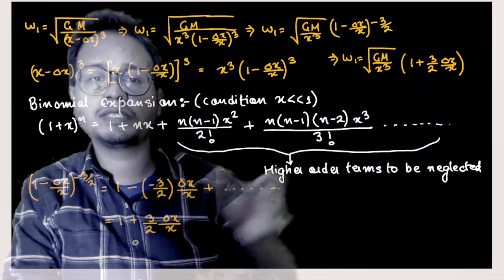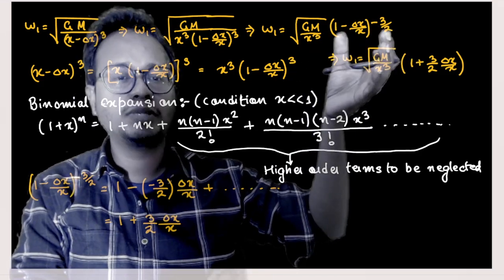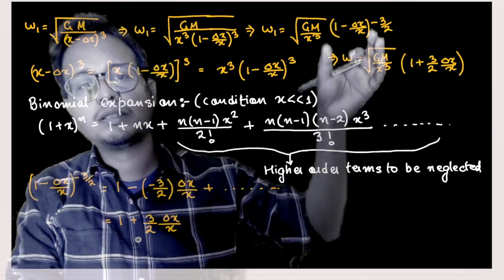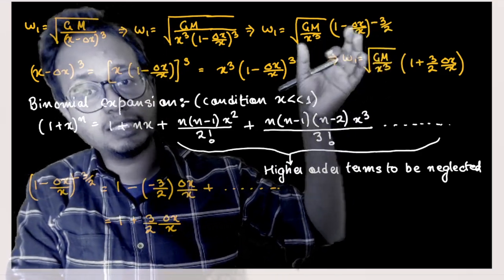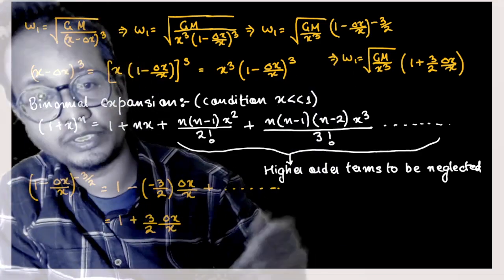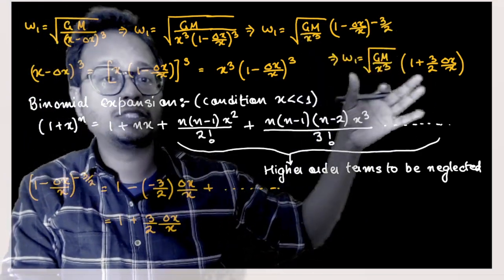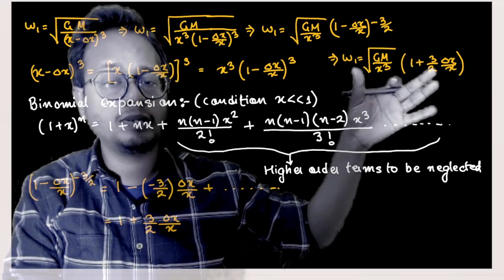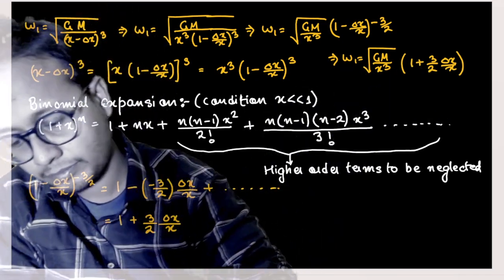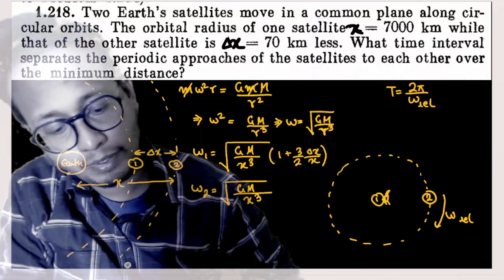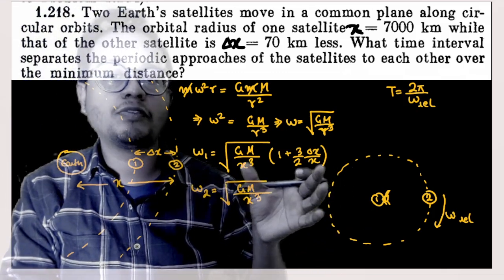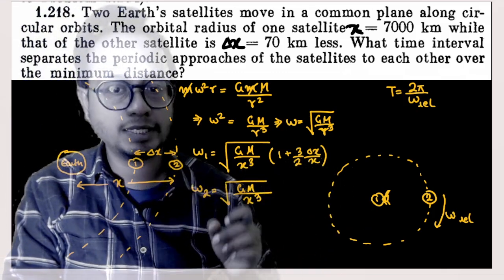Sir, why did you use binomial expansion? Wasn't this algebra fine as it is? See, we use binomial approximation because it is easier to calculate. This one is supposed to be easier to calculate than that one. That one is the more accurate value. This one is easier to calculate but an approximate value. Understood the difference? So the approximate value of omega 1 is nothing but 1 plus 3 by 2 delta x by x.